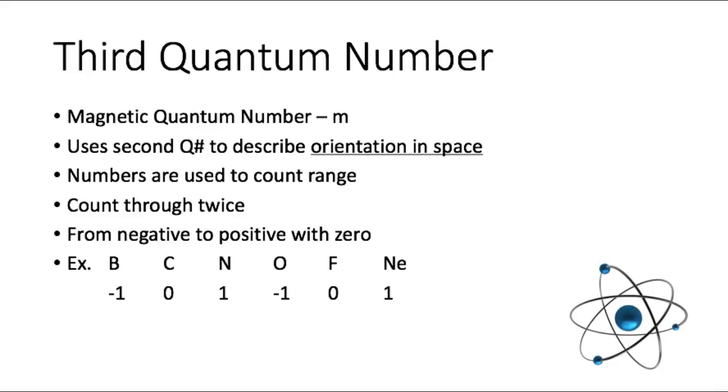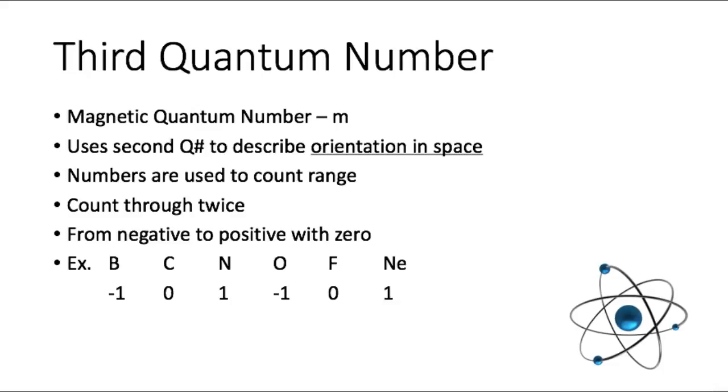Remember that the atom is three-dimensional, so it's not a flat object, it's a three-dimensional object. So we have dimension on the x-axis, the y-axis, and the z-axis that goes in and out. We use numbers for our magnetic quantum number to count through a range, and we repeat this. We do it twice. Our range goes from a negative value to a positive value, and it includes 0.